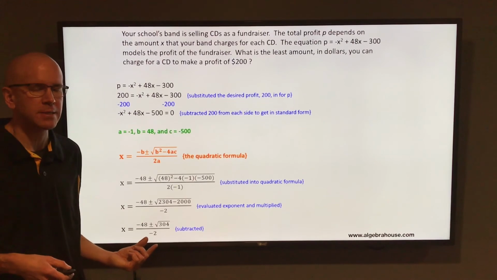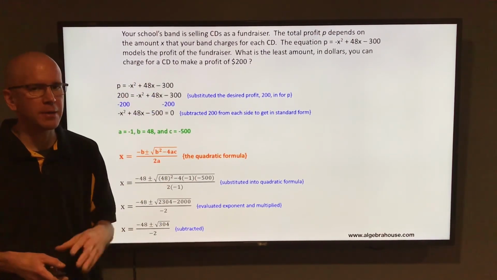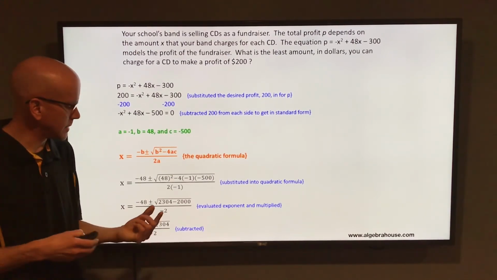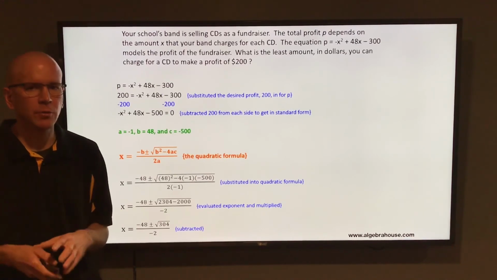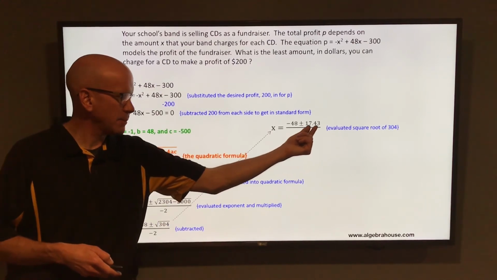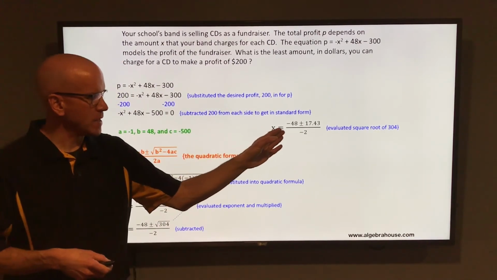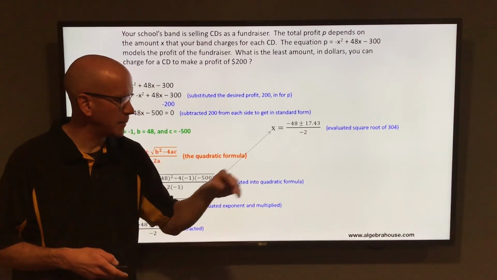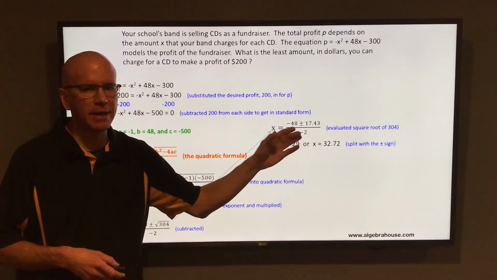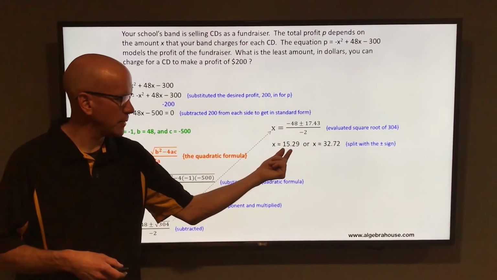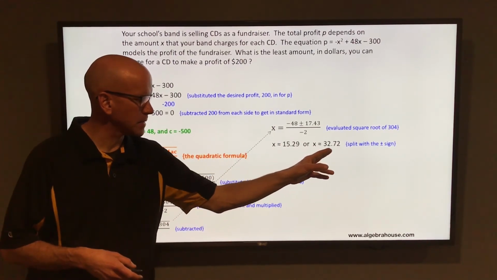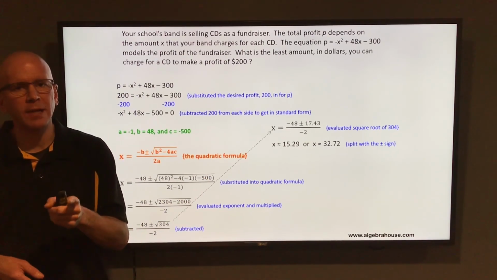We're solving for x. This is what x is going to equal. This is going to be the price of the CD. Find the square root of 304. Now, since we're going for a price here, we're going to take this to a decimal because we want an actual dollar amount. So the square root of 304 is approximately 17.43. So take negative 48 plus 17.43 divided by negative 2, and negative 48 minus 17.43 divided by negative 2. That gives you the two prices, 15.29 and 32.72. So those are the two prices of the CDs, $15.29 and $32.72.